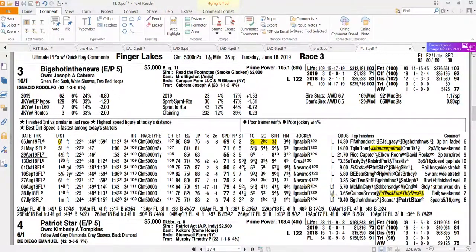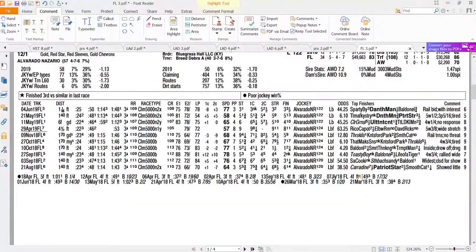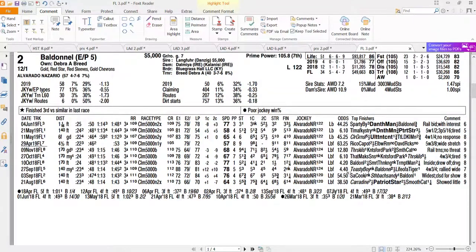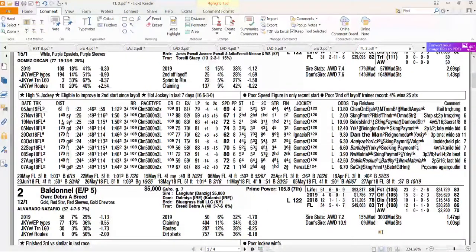Big Shot in the News. He ended up coming back. He didn't win his next one out, but he improved the next two. Then we look here, we see Baldinel and Toasty Boy. They both came back, and Baldinel won his next race along with Toasty Boy.